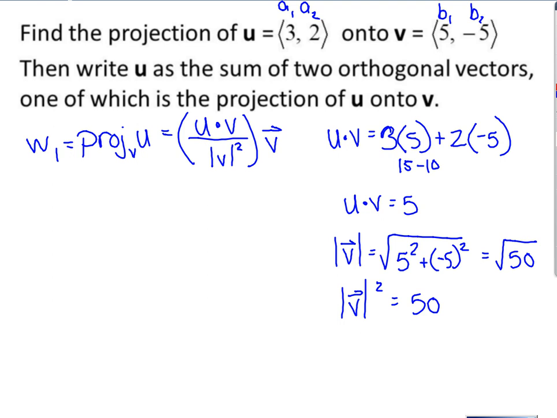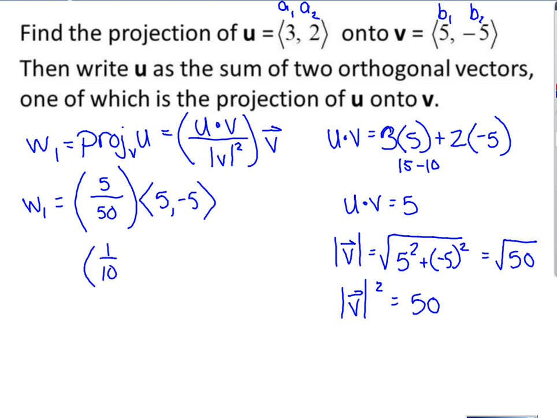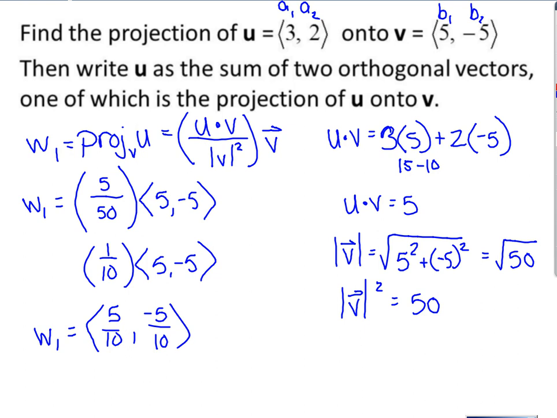So if we plug these in, our u dot v is 5. Our magnitude squared is 50, and we're going to multiply it by vector v. Now we can simplify this and just call this 1/10. We're going to distribute that 1/10 to both components. 5 times 1/10 is 5 over 10. Negative 5 times 1/10 is negative 5 over 10. Or we can say w sub 1 is equal to 1/2 and negative 1/2.